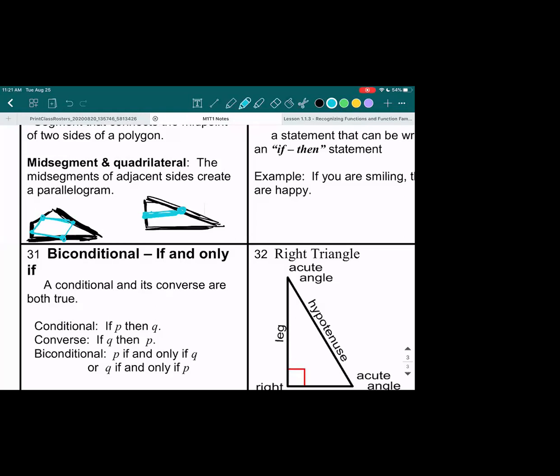So if you have four midsegments of a quadrilateral, you will create a parallelogram. That's what this bottom thing is saying. Okay, so I tripped over my words several times there.